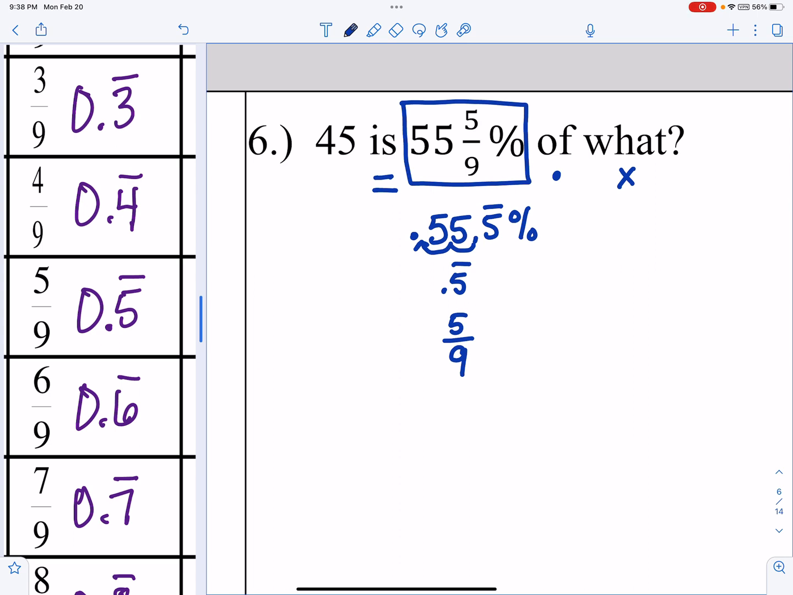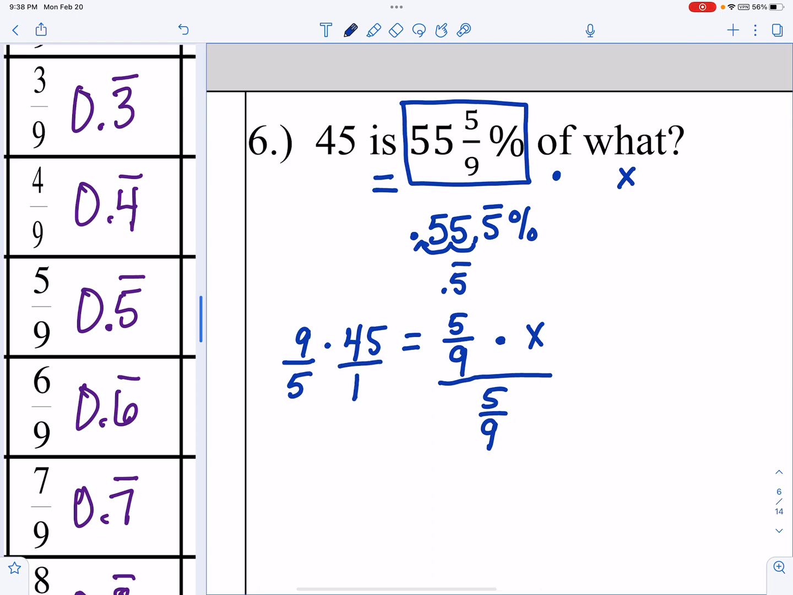So let's go ahead and fill out our equation now. 45 is 5/9 of what? If I want to isolate the variable, something times 5/9, to get rid of that, we would divide by 5/9. Now, we don't divide by fractions, do we? Do you remember that word? Multiply by the reciprocal. And so we're going to multiply by 9/5.